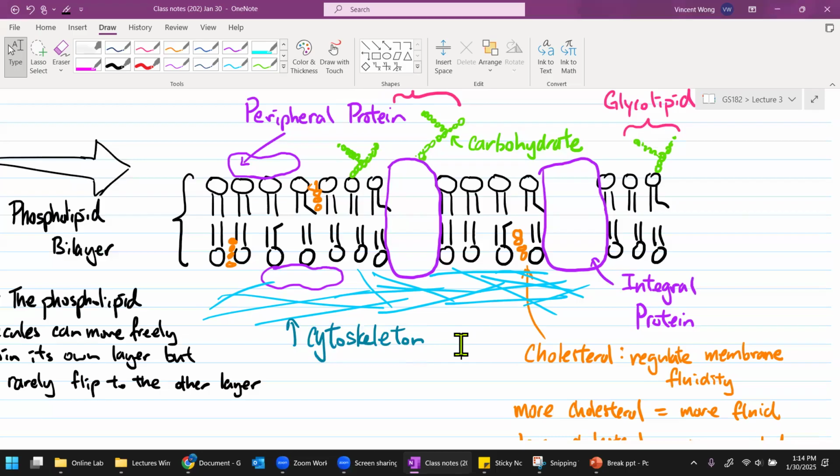So as you can see, the cell membrane is made up of many different components, all of which contribute to the function of the cell membrane as well as the structural integrity of the cell membrane. And that's why it's a mosaic model. It's not one thing, it's many things.